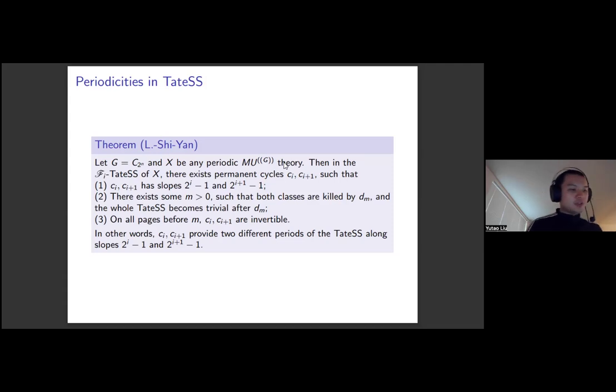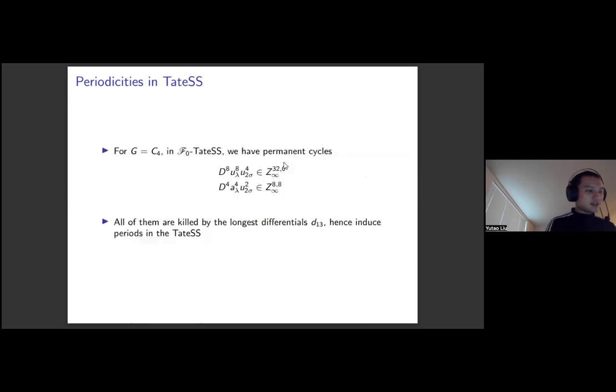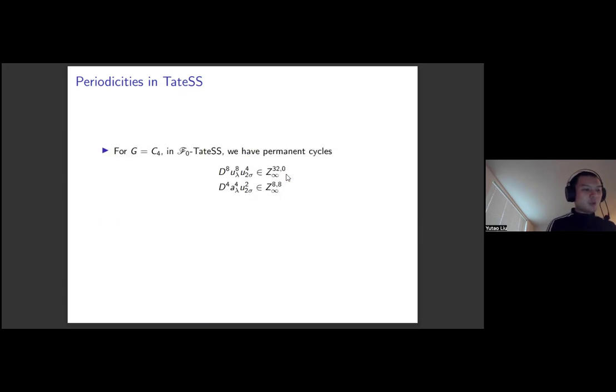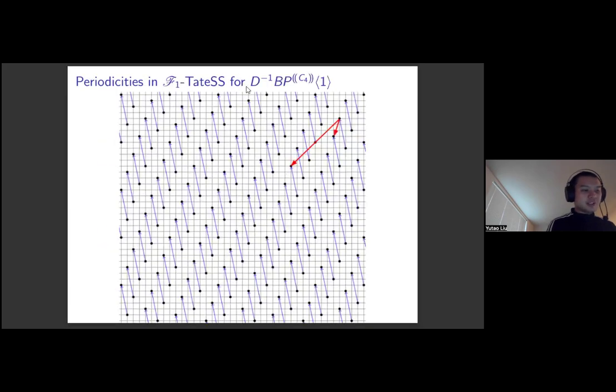If you go back to these graphs, you will see how this theorem works. So along the two lines, in the F0 Tate, you have two periodicities along the line with slope 0 and the line with slope 1. In the F1 Tate, you have two periodicities along the line with slope 1 and the line with slope 3. So 2^1 minus 1 and 2^2 minus 1.